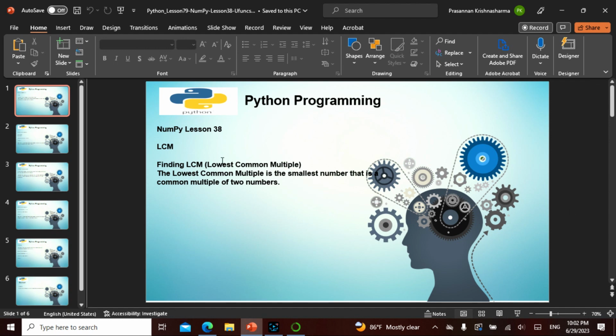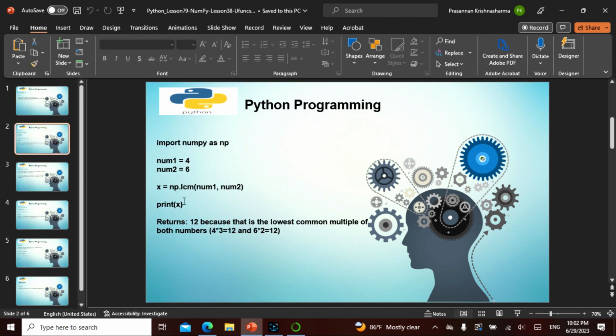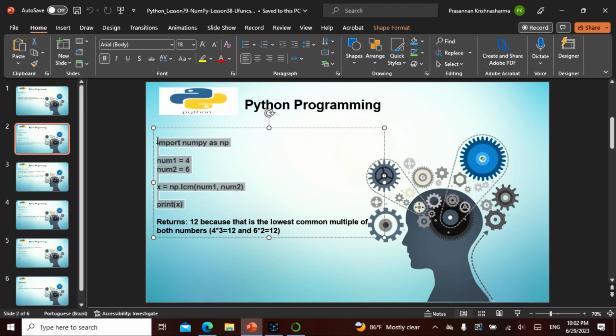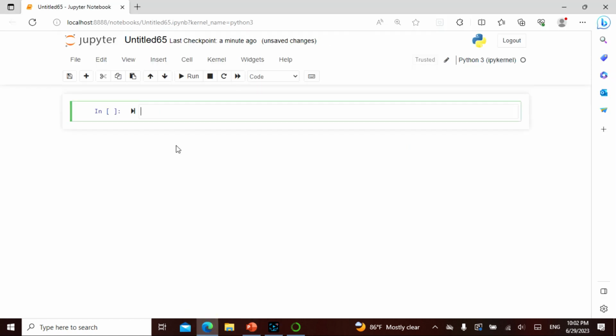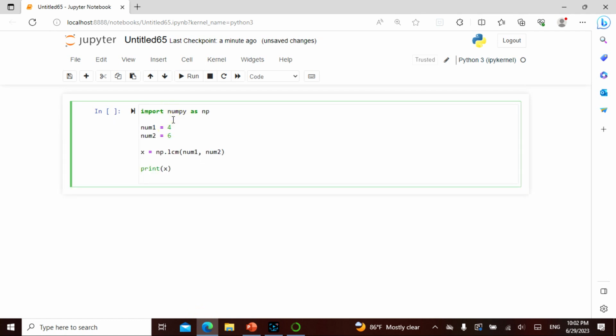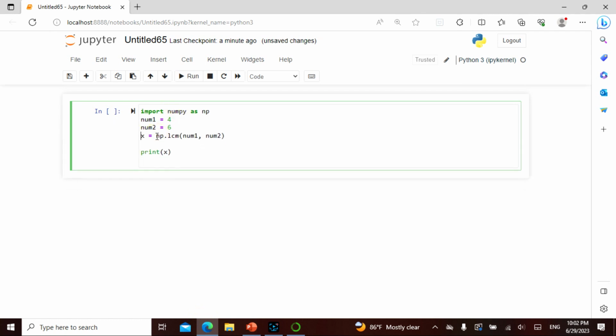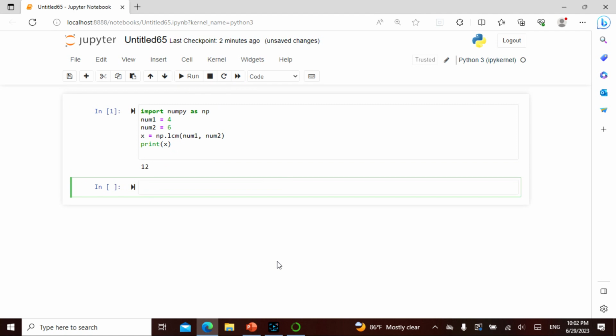Well, let me explain with code. By now, we should know import numpy as np. We can take number 1 as 4, number 2 as 6, and then we can find the LCM, the least common multiple, of 4 and 6, and say print x. Let's see what it gives. It gives me 12.